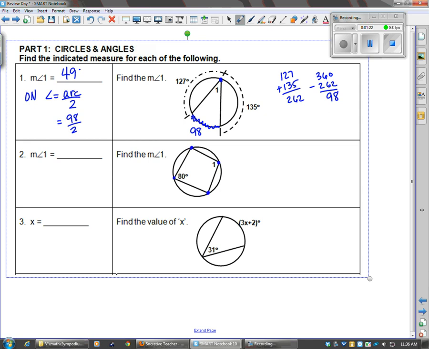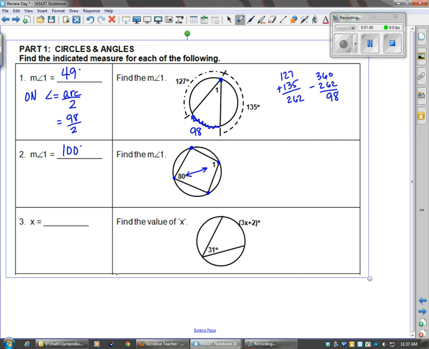Okay, number 2 has to do with one of the theorems that we learned that says if all 4 corners of a quadrilateral are on the circle, if the quadrilateral is inscribed in the circle, then opposite angles are supplementary. Supplementary means they add to 180, so the measure of angle 1 is 100 degrees.